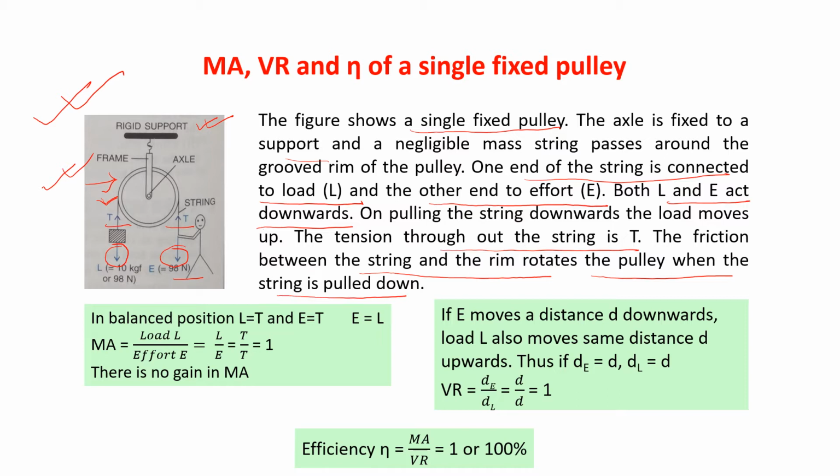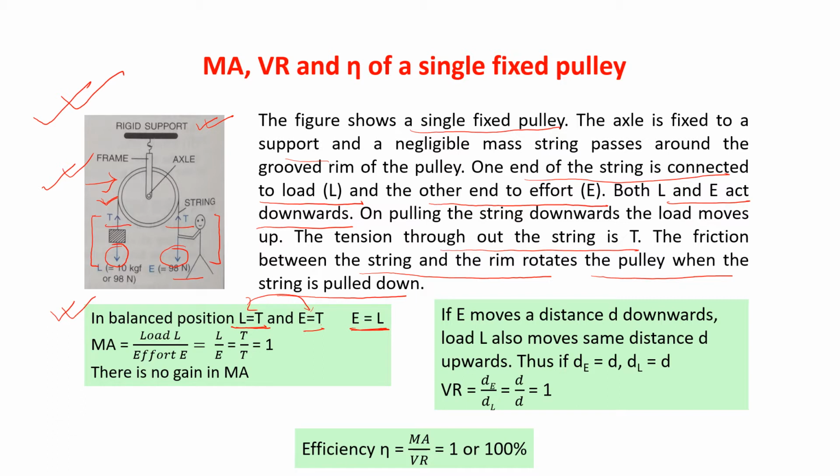Am I clear? Now, in balanced position, for this type of pulley, load is equal to tension. These two are balancing each other. The tension in the upward direction and the load in the downward direction balance each other. And on the right hand side, effort is balanced by tension. So effort is equal to T. Now L is equal to T and effort is equal to T. So from these two, load is equal to effort.